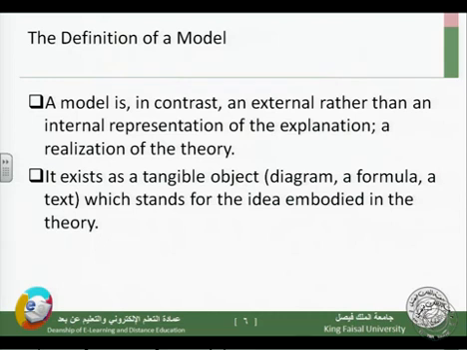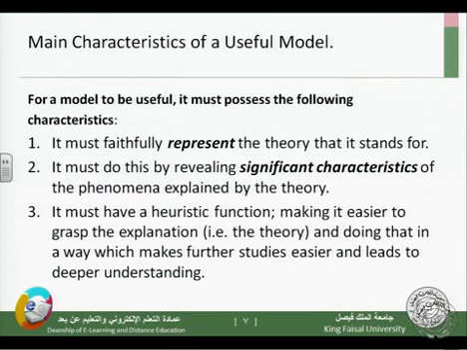For instance, we have a theory of the railway network in the kingdom. The model for this railway network in the kingdom is represented by the network starting from Dammam, going through Hufuf, and then going to Riyadh. This is a network. This is the realization of a theory. This is a model of the theory of a railway network. Now we understand the difference between the theory and the model.